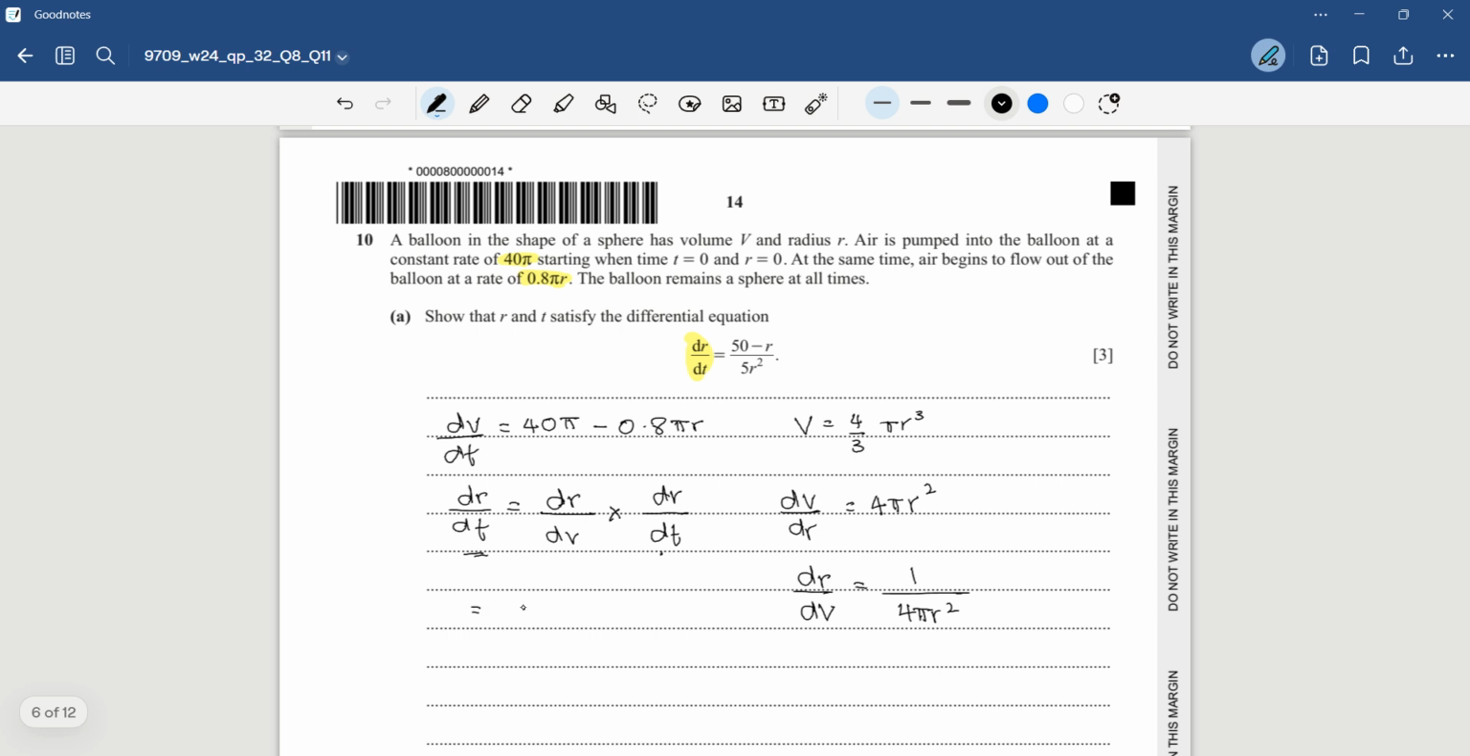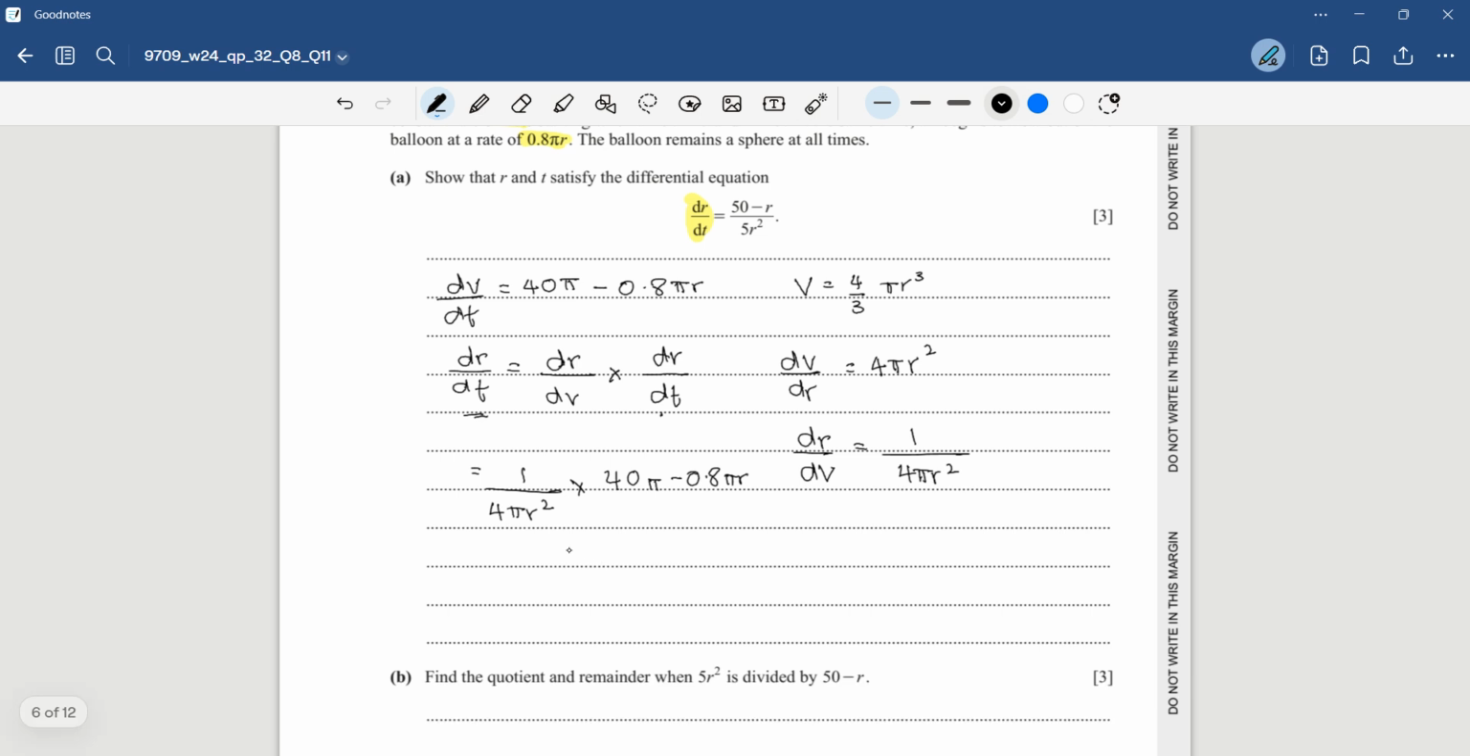So it's going to be 1 over 4 pi r squared multiplied by 40 pi minus 0.8 pi r. So I factorize the 4 pi.